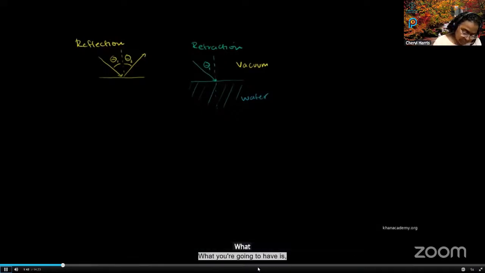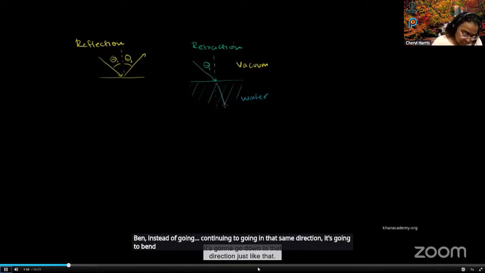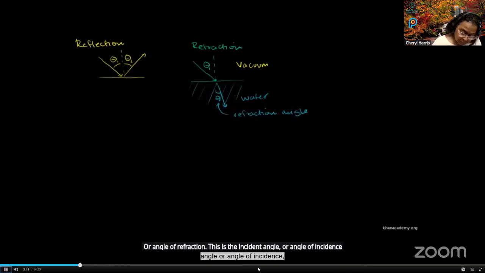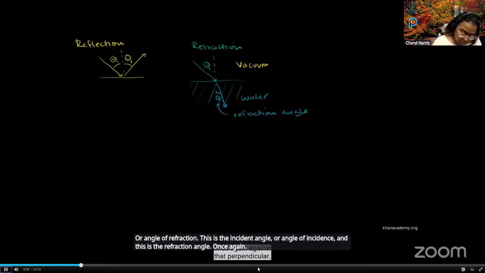What you're going to have is this ray is actually going to switch direction. It's going to bend. Instead of continuing in that same direction, it's going to bend a little bit. It's going to go down in that direction, just like that. And this angle right here, theta 2, is the refraction angle, or angle of refraction. This is the incident angle, or angle of incidence, and this is the refraction angle, once again, against that perpendicular.